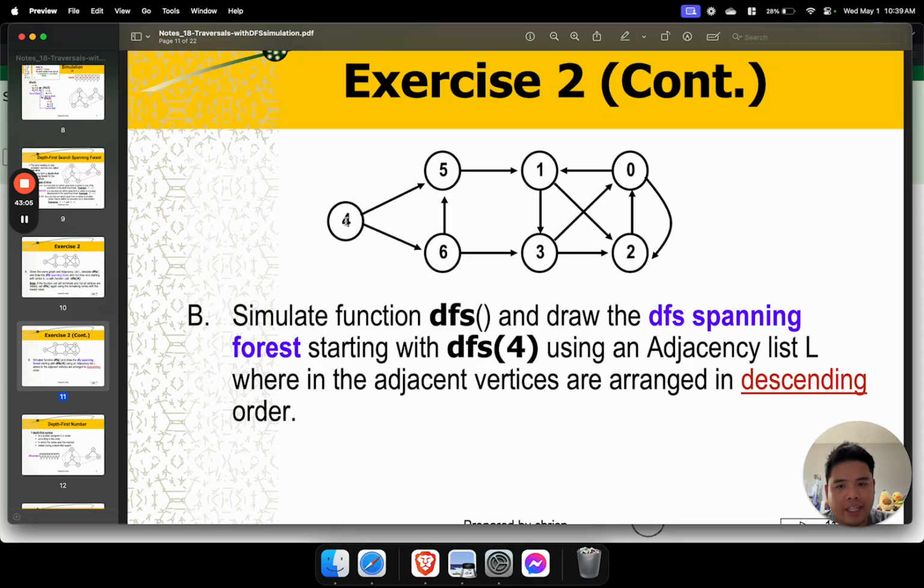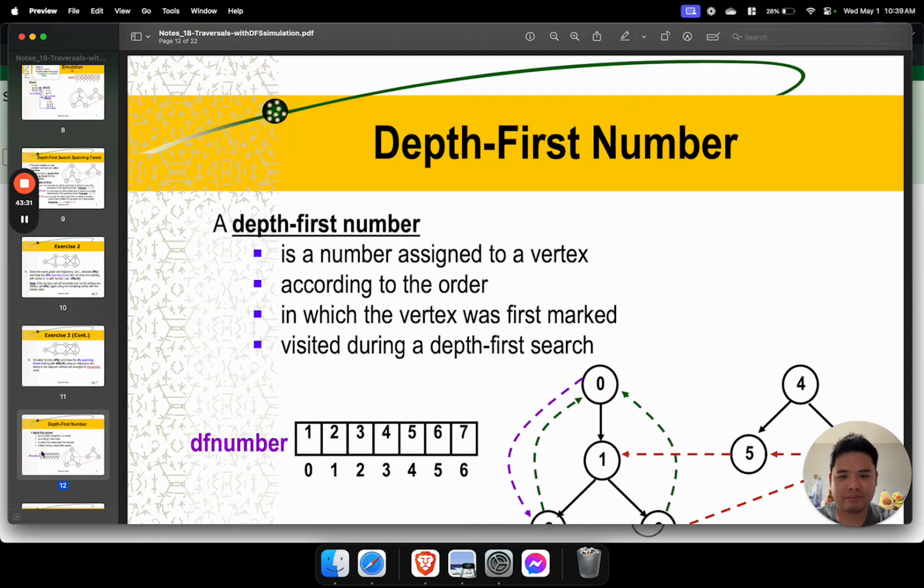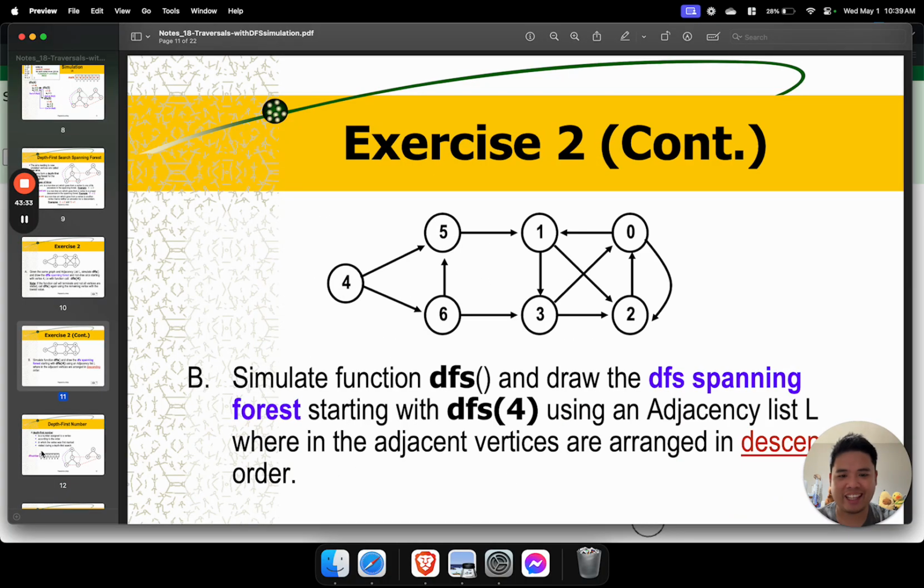Meaning, if I start from 4, rather than going to 5, I'll go to 6 first. 6 can point to 5 or 3, or has an arc from 5 to 3. So I go to the higher value because it's descending. So I'll go to 5, and so on and so forth. Can you try to simulate this and show your classmates what you've done? At the end of the day, we were able to get our DFS.